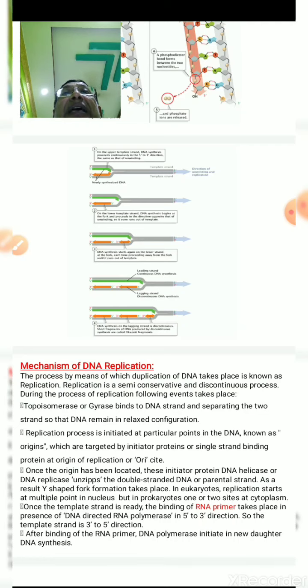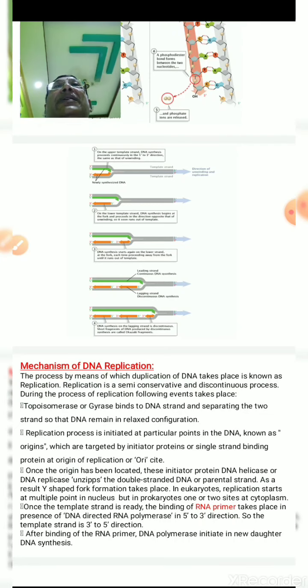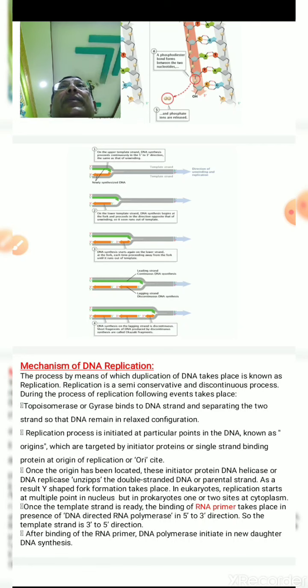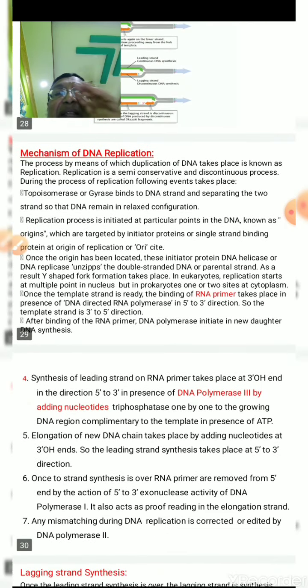DNA synthesis on the lagging strand is discontinuous. The short fragments of DNA produced by the discontinuous synthesis are called Okazaki fragments. They were discovered by a Japanese scientist, Okazaki, and are popularly known as Okazaki fragments. Okay. So in my next slides, I would like to summarize the mechanism of the replication.